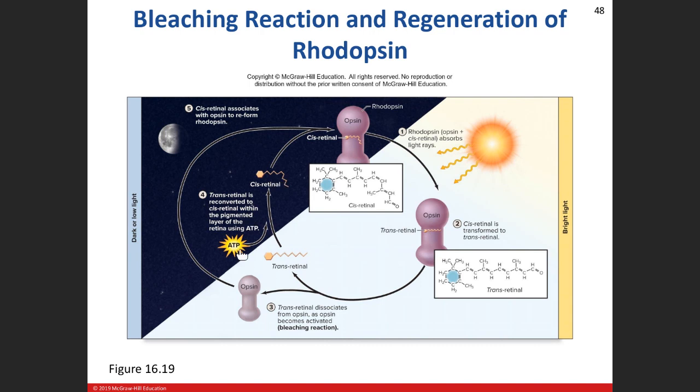While it's there, we're going to bend the transretinal molecule back into the cisretinal configuration. Of course, that takes a little bit of ATP, no big deal. Once it returns to the cisretinal, it will come out of the pigmented layer, back to the opsin molecule. We slap it back on the opsin molecule, and now we have a functional photopigment molecule. So when you are in dim light, it's going full bore. Just don't turn the light on.